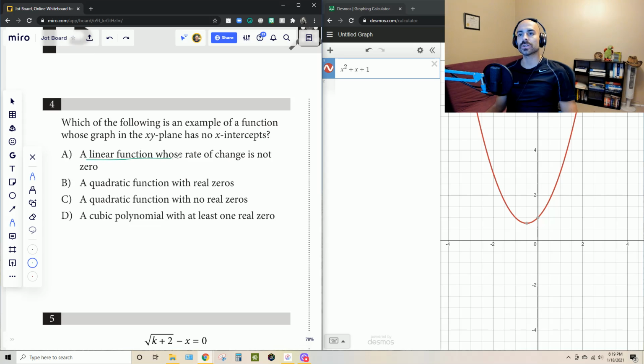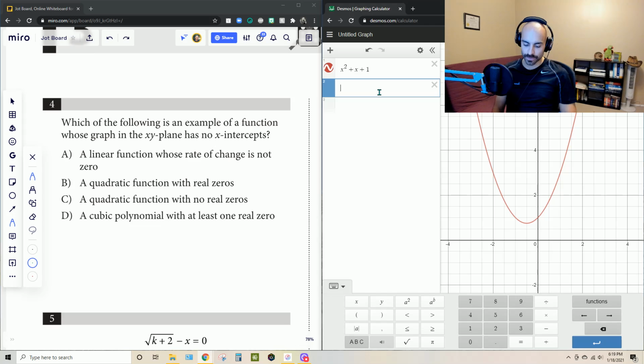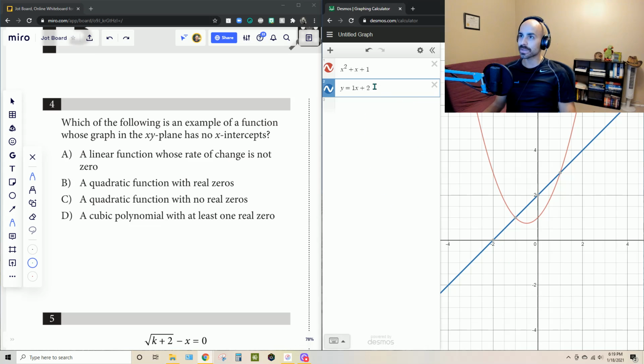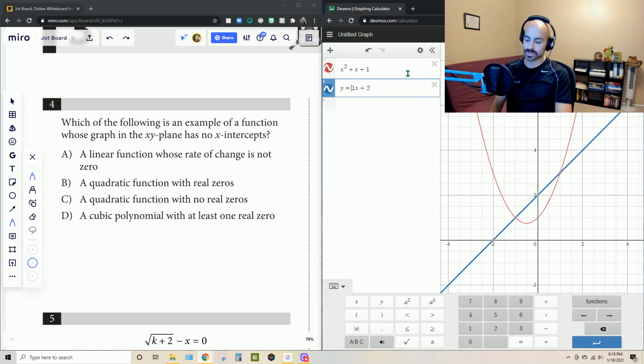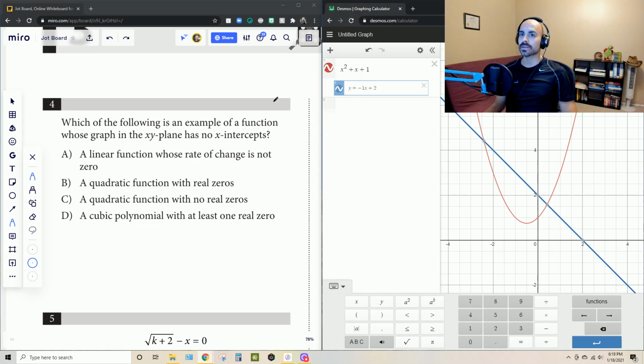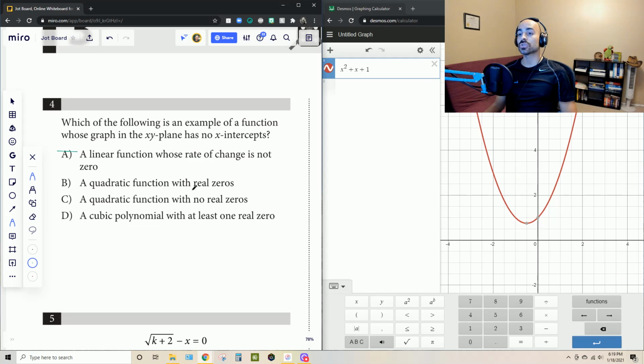Well, a linear function whose rate of change is not 0. To have a linear function with a rate of change that is not 0, that can be y equals 1x, because rate means that we're multiplying by something here, 1 times x. That is going to have an x-intercept. It's going through the origin, no matter what I change the y-intercept to. What if I made it negative? Doesn't matter. Still, it's going to give us that.